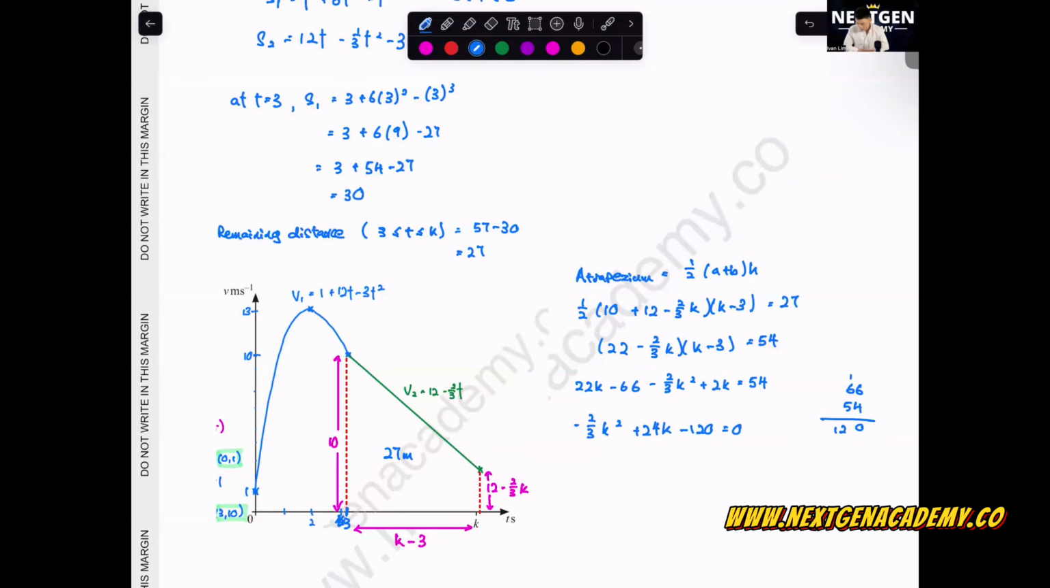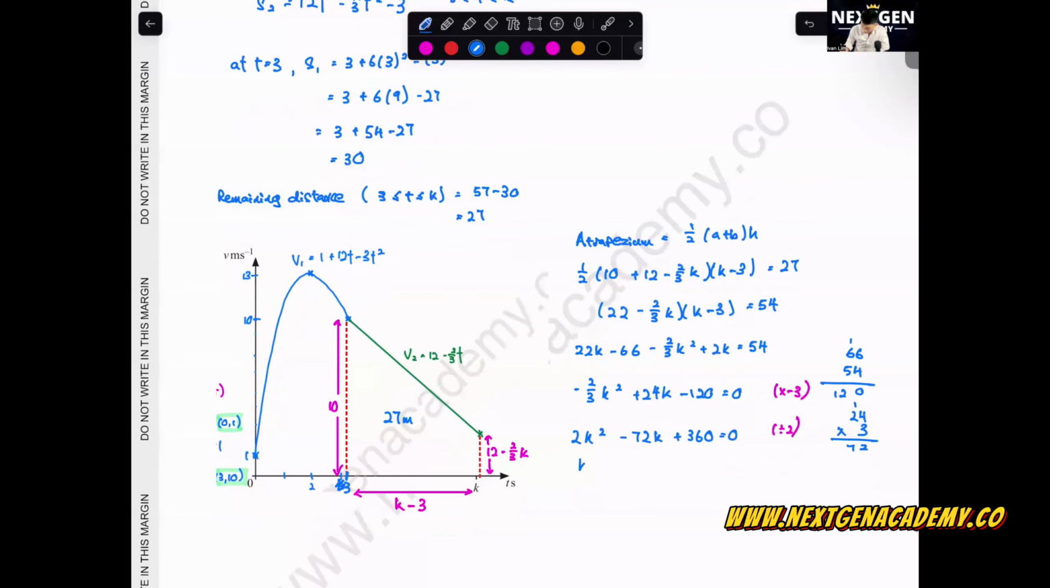Wow, the value is not nice, this one. I will multiply the whole thing by negative 3. This one will become 2k squared minus 72k, since 24 times 3 is 72. 120 times 3 will be plus 360 equals 0. Then we divide the whole thing by 2. This will become k squared minus 36k plus 180 equals 0.